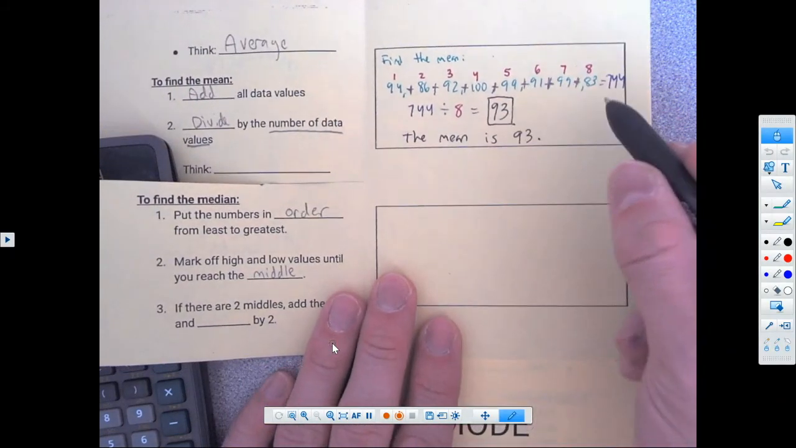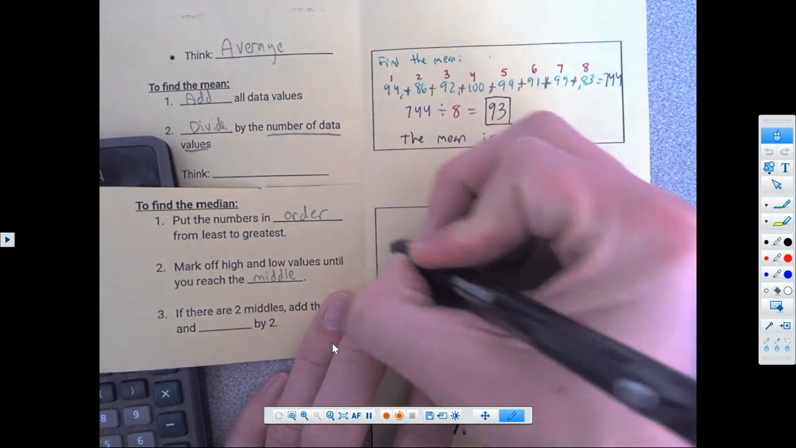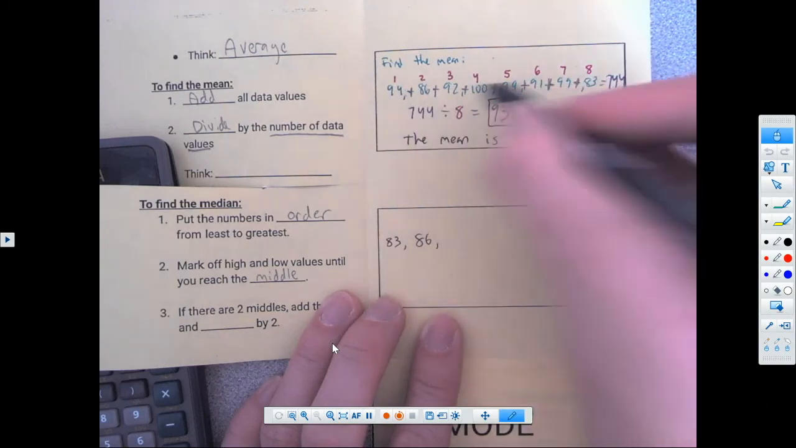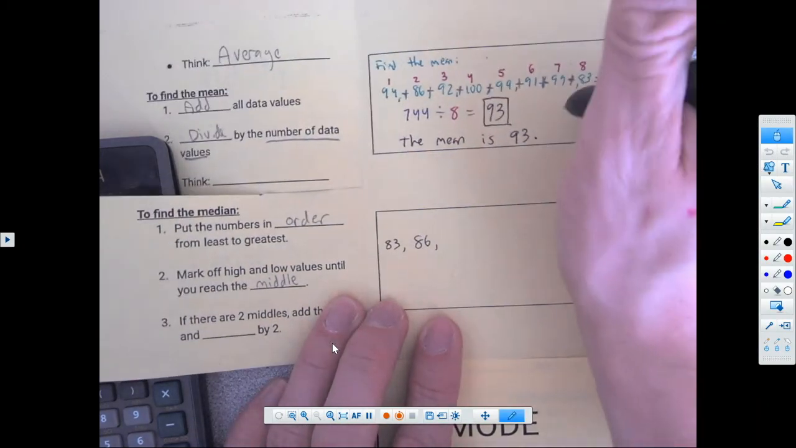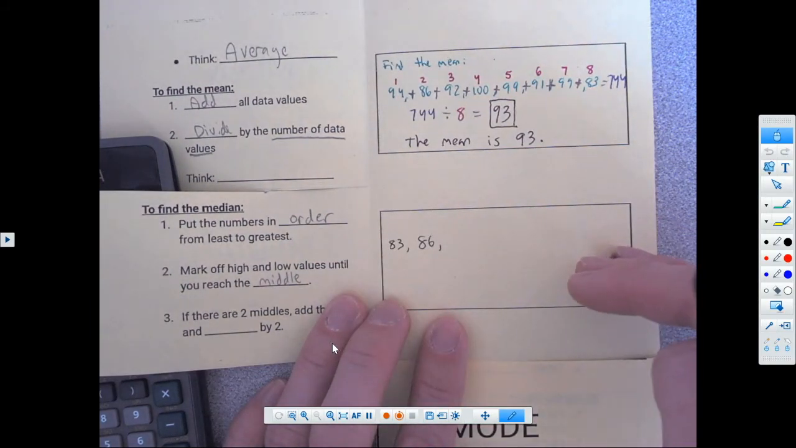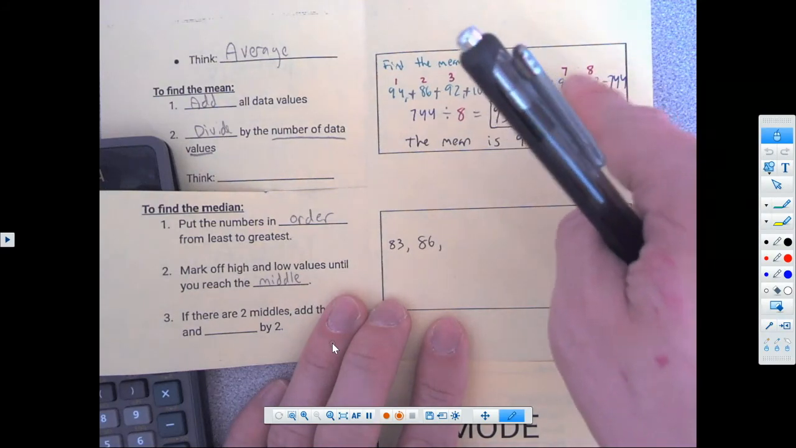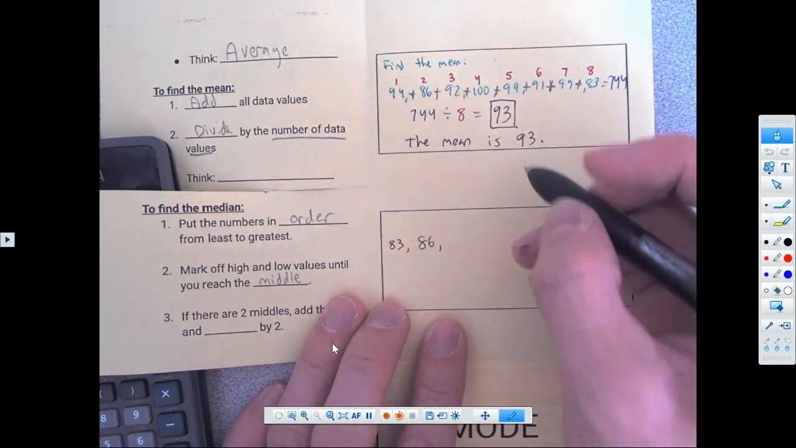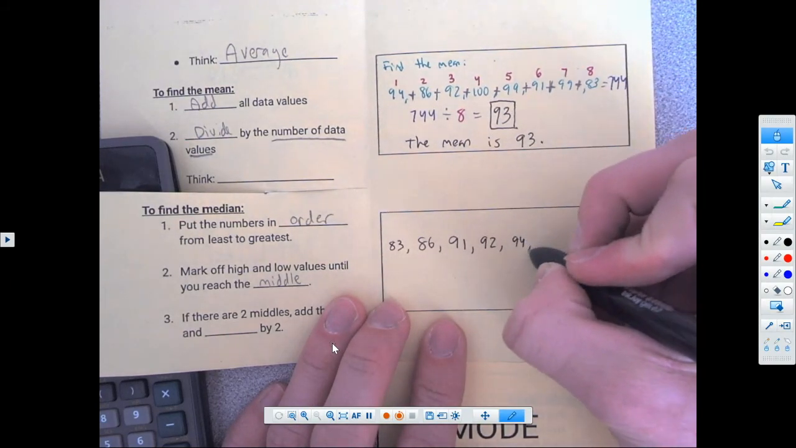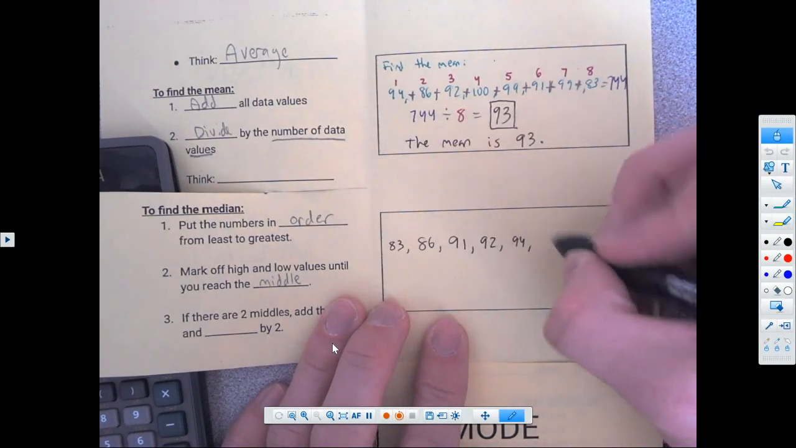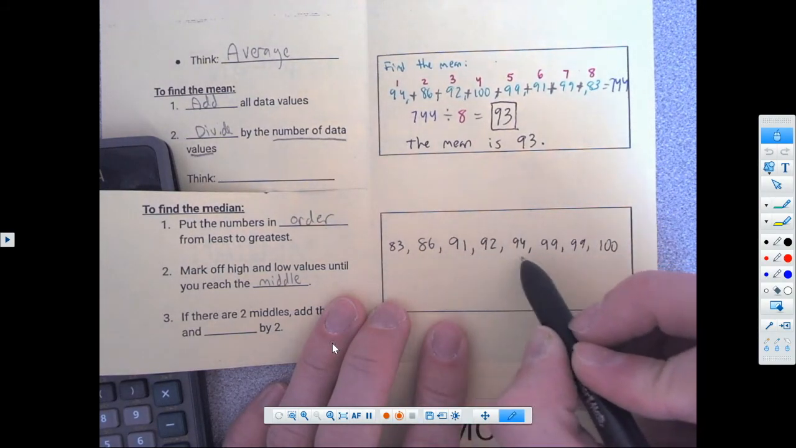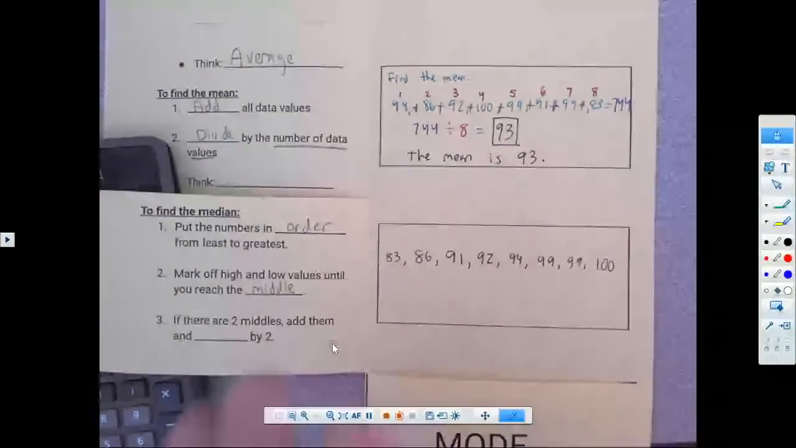So I'm going to look back up here using these same numbers. Let's see, you got 83, 86. Now, normally, if you have a big data set, it might be worthwhile to cross these off as you go so you can keep track. But I'm just going to count mine at the end because I know that I have 8. So 83, 86, 91, 92, 94. Looks like 2 99s. And 100. So I'm going to double check. 1, 2, 3, 4, 5, 6, 7, 8. Beautiful. We've got all 8 numbers there.